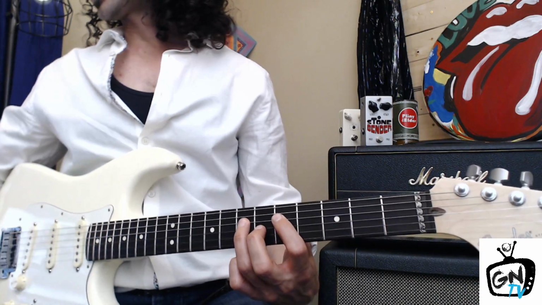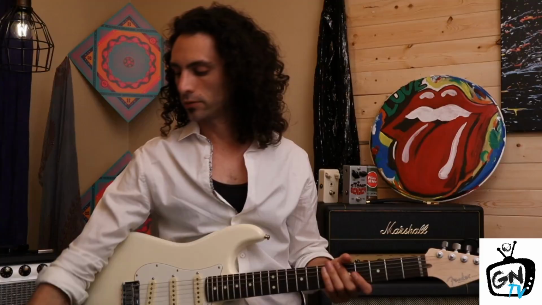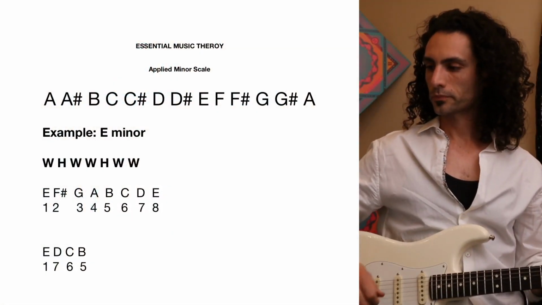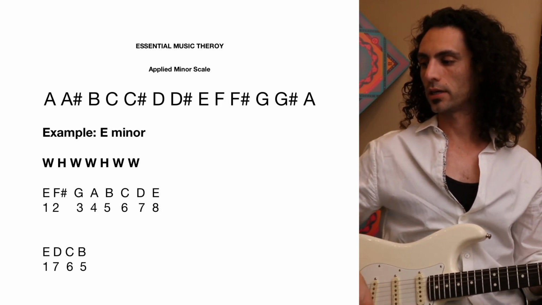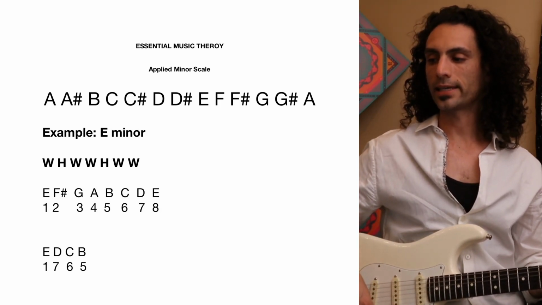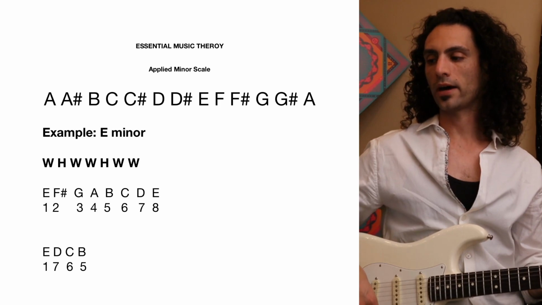Okay, so at its core, that is what a minor scale is. It's a major scale with a flat 3, a flat 6, and a flat 7. So I put together a little chart for you to see here, which maps it out. So if everybody looks at that chart there, you'll see that the pattern to get any minor scale would be whole, half, whole, whole, half, whole, whole.